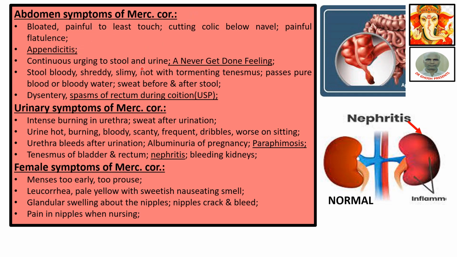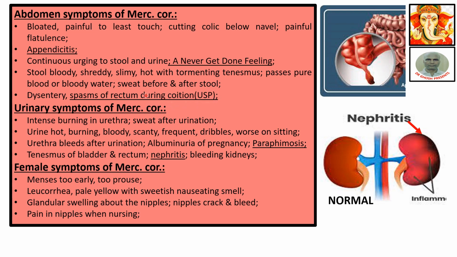Continuous urging to stool and urine, a never get done feeling. Never get done feeling means unfinished sensation of stool. Stool bloody, sweaty, slimy, hot, with tormenting tenesmus. Tenesmus is the key word for Merc.cor. Tenesmus in stool, tenesmus in urine, everywhere. Passes pure blood, bloody water. Sweat before and after stool. Dysentery. Spasms of rectum during coagulation, not during stool, during coagulation.